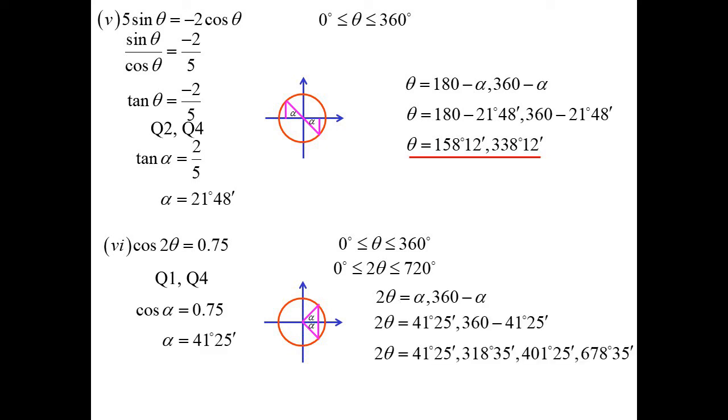So 2 theta, well, first quadrant is the acute angle. Fourth quadrant, 360 minus the acute angle. Subbing in, of course, that only gives us answers between 0 and 360. To get the other ones, add 360 degrees to both answers. So in other words, we're going around the circle again. And we end up with 4 possibilities for 2 theta. So now to find our answers for theta, divide everything by 2, and all of those answers are between 0 and 360. So the key is you have to find 2 theta before you can find theta.